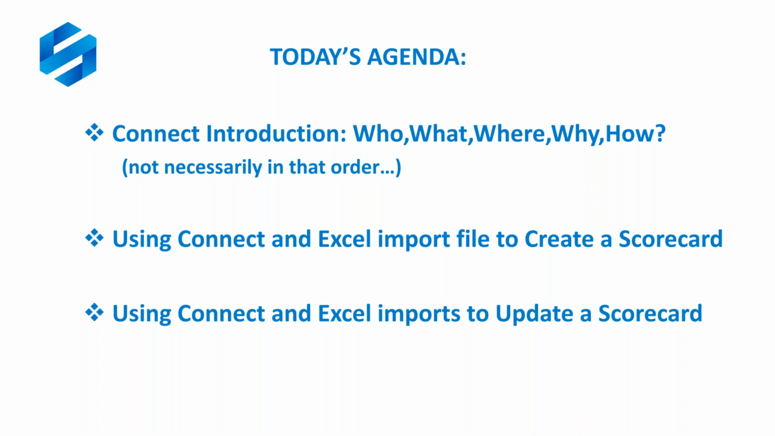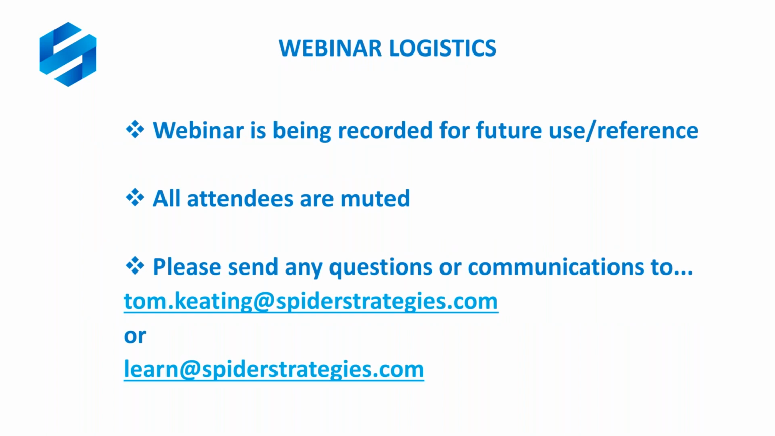A quick look at today's agenda. It's a really simple 3-point agenda in total. We're going to be talking about a Connect introduction. Really, the idea behind that is the presumption that someone in the listening and viewing audience may not know anything at all about Spider Strategies Connect. So we'll cover who, what, where, why, how, but not necessarily in that order. Secondly, we'll show you how to use Connect and an Excel import file to create a scorecard. And lastly, using Connect and Excel imports to update your scorecard in QuickScore.